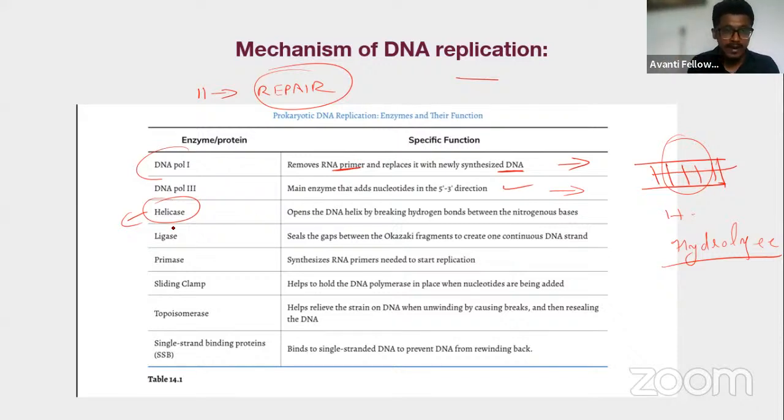Next one is ligase. Ligase is also called a gum, or it will fill the gaps. It will stick one DNA with the other DNA. Next one is primase. Primase is something that is a small startup or a heads up, or you can also call it a push that it gives to start the DNA replication. Next, we have sliding clamp, topoisomerase, and SSBPs.